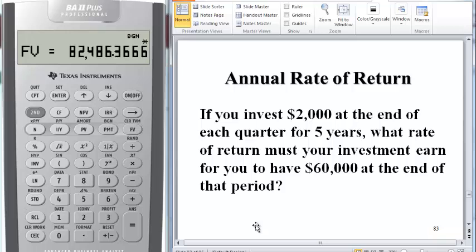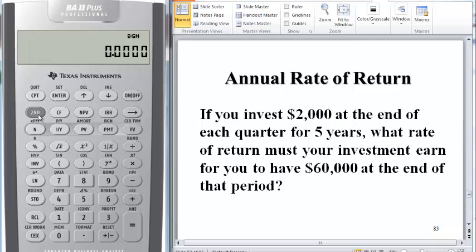$82,486.37. Notice that was different than the number earlier because of the beginning time period. If I invest $2,000 at the end of each quarter for 5 years, what rate of return must my investment earn if I want to have $60,000 at the end of that period?